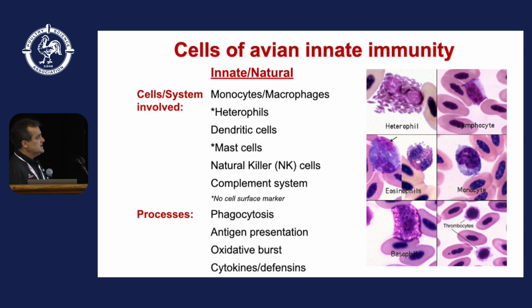And much of the processes that these cells undergo is phagocytosis, antigen presentation, as I mentioned. And in the case of heterophils, mostly you have the oxidative burst. So the heterophils will take a bunch of cells or pathogens or microbes inside, and they burst and kill them, killing themselves in the process. But most importantly, they secrete a bunch of cytokines and chemokines and other antimicrobial peptides like defensins.